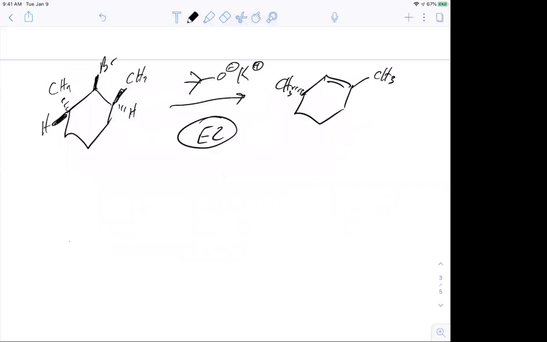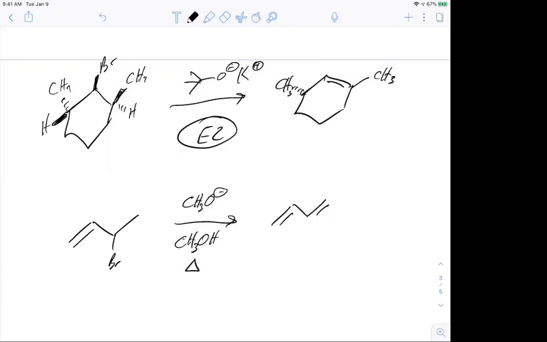We also have the consideration that we might have something like this. We can make a very stable product here if I used, again, a decent base with some heat and got that product. Because this is a secondary stabilized, that means E1 is possible.